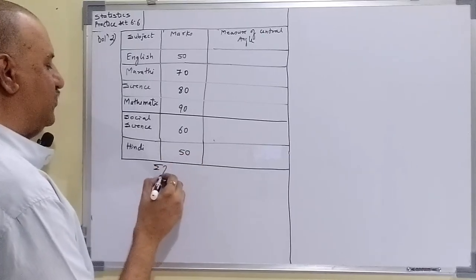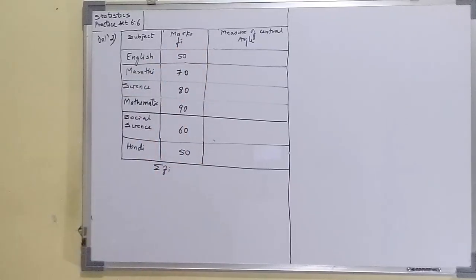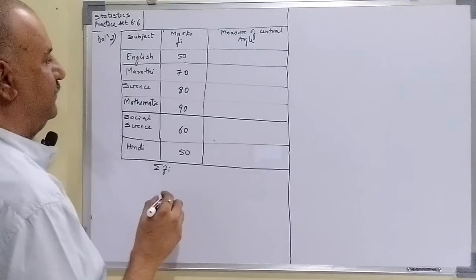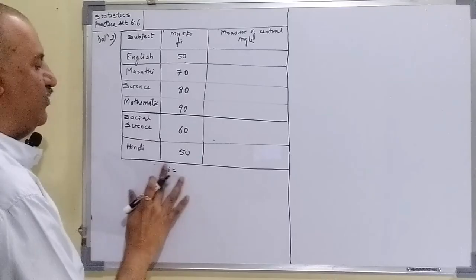So what is the total summation of fi? This is fi. Summation of fi, total, or you can put N, total.